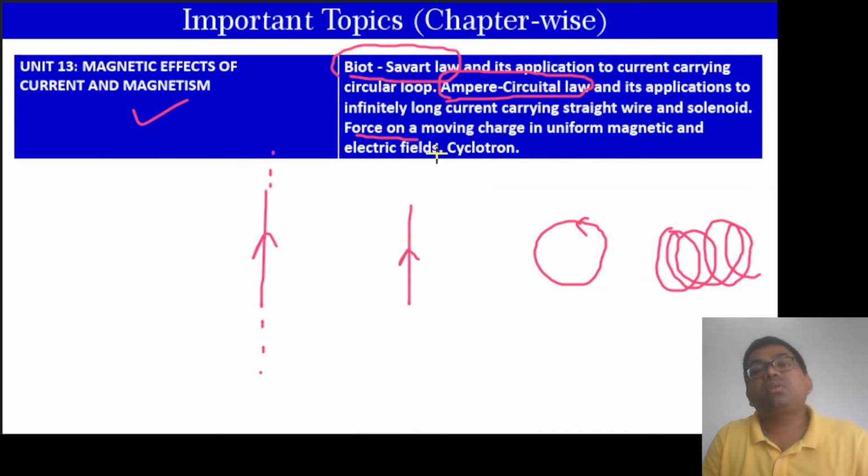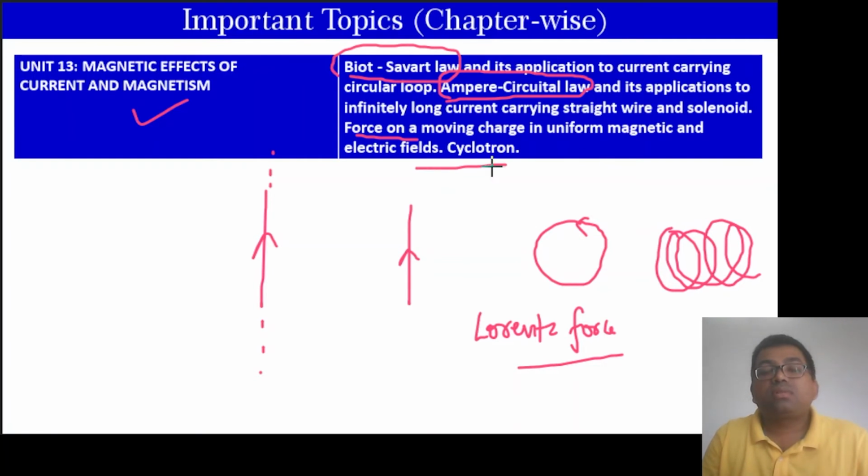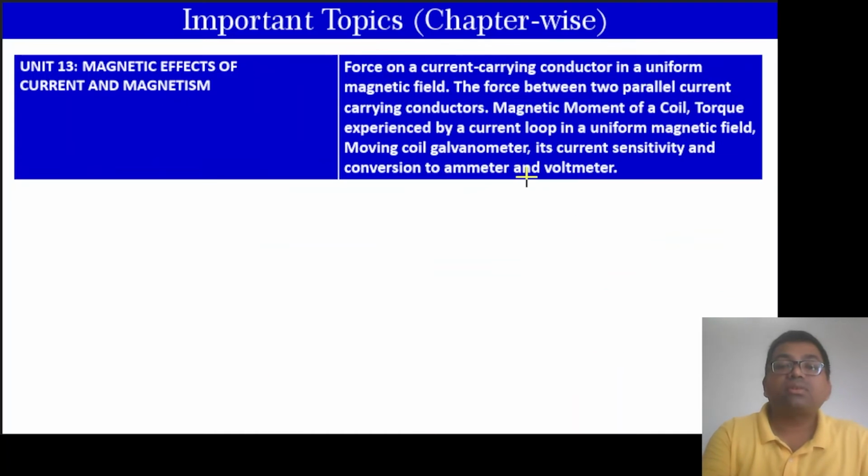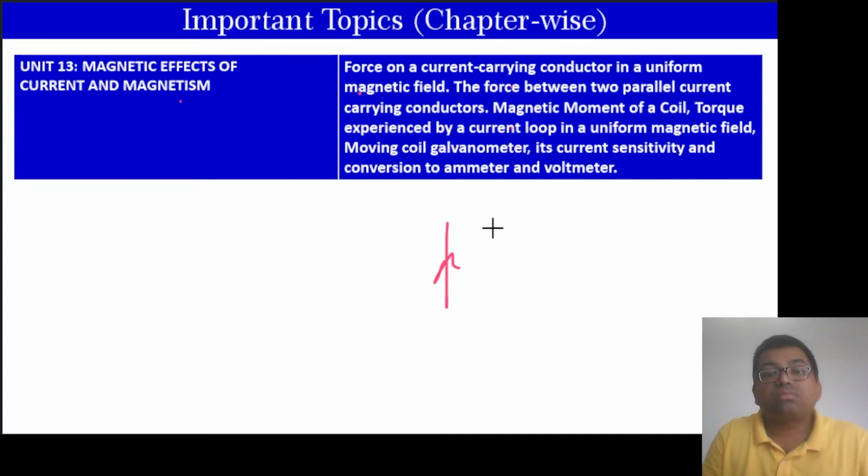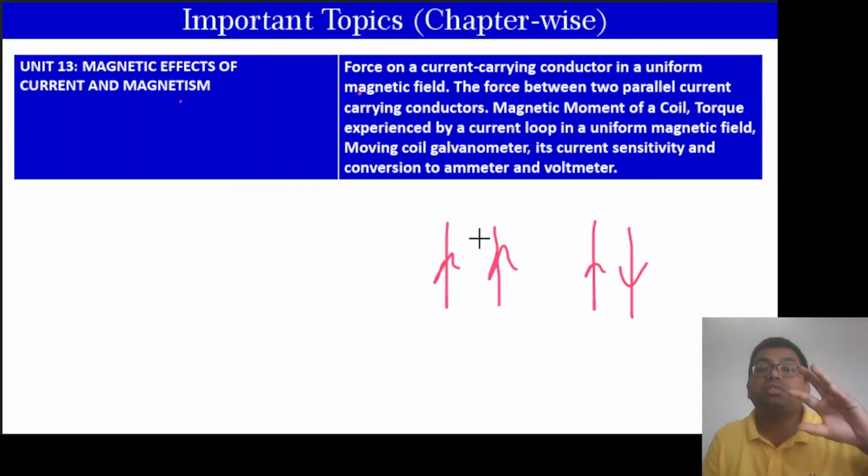Force on a moving charge, the Lorentz force formula, is important. Then crossed fields, and other things, cyclotron. These are important topics. In magnetic effect, there are other topics like magnetic moment, force on two current carrying wires in the same direction, opposite directions, force per unit length. So magnetic moment is important.